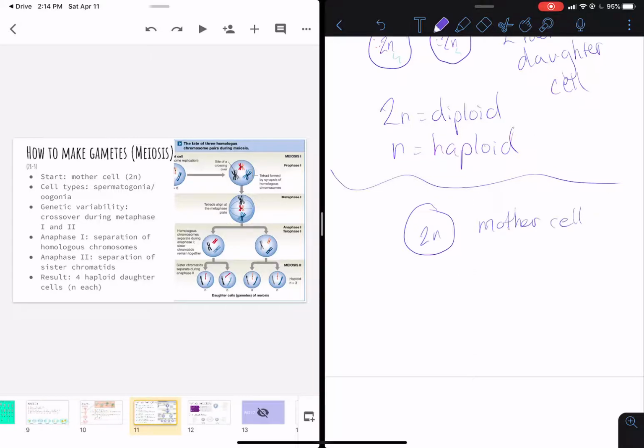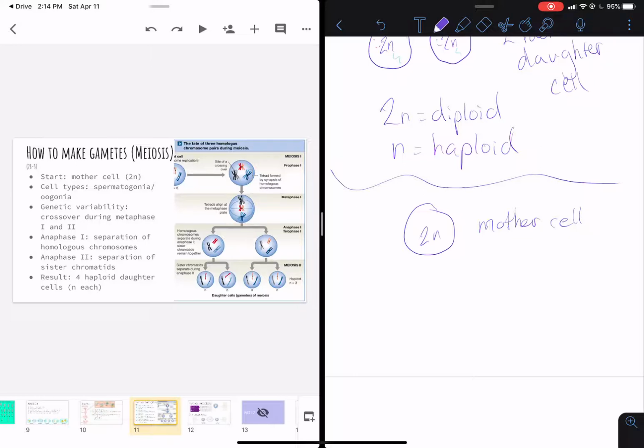And we're going to start with spermatogonia or oogonia, or those stem cells. We're going to, again, have genetic variability, and we're going to have crossover again at metaphase. But meiosis actually has to go through 2 rounds. And what we'll see with the chromosomes is that the chromosomes have to double themselves more than what they did in mitosis. And then they're going to go through 2 rounds of divisions. And we're going to have meiosis 1 and meiosis 2.